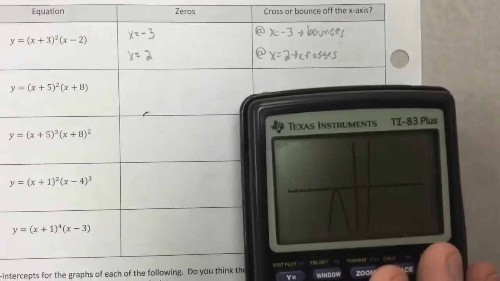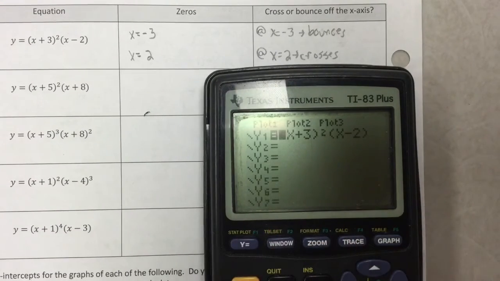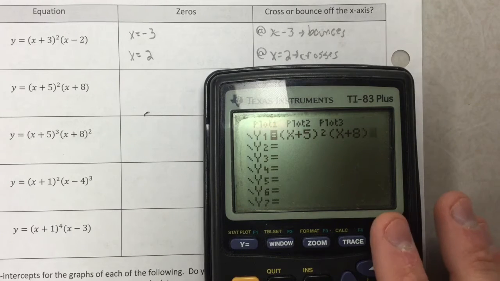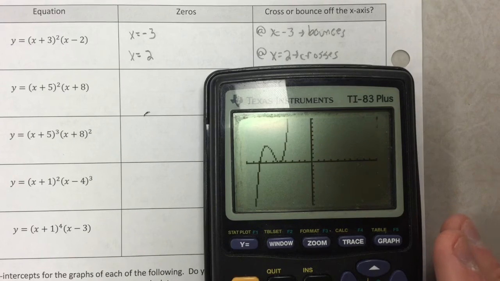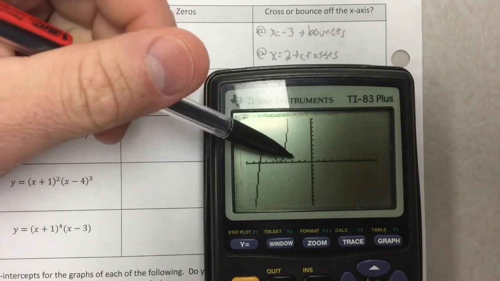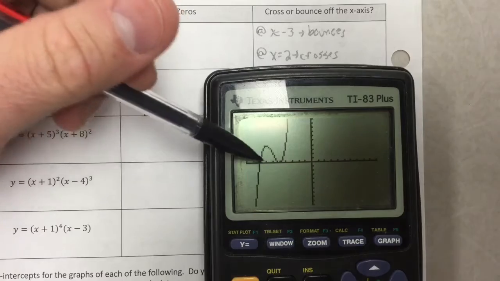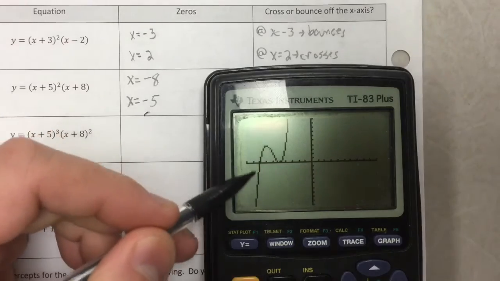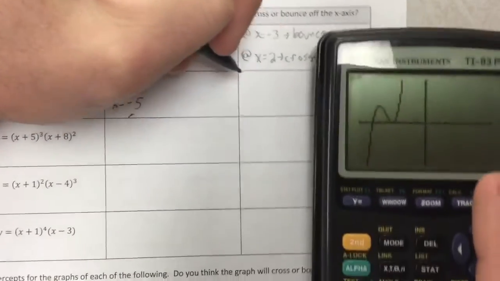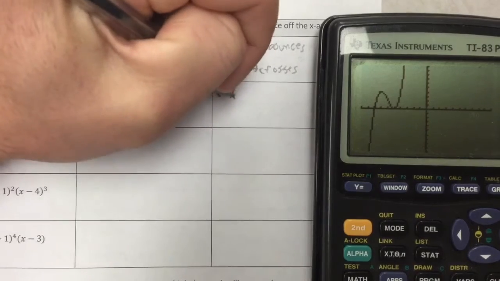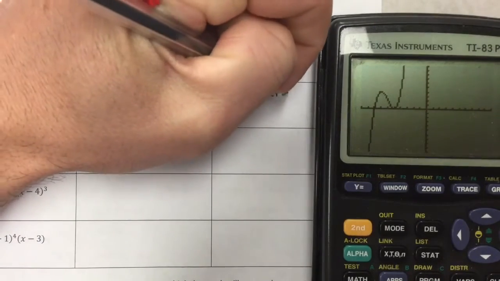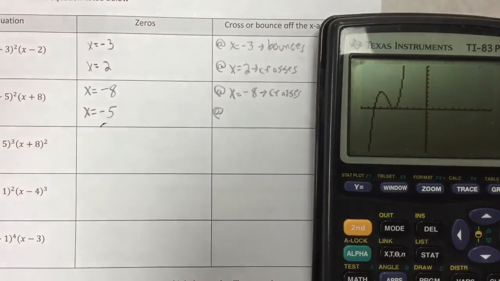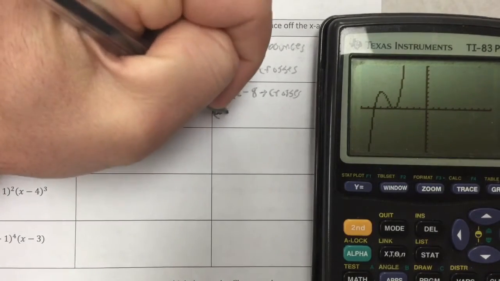All right, let's take a look at the next one. We're trying to find patterns ultimately. Next one, x plus 5 squared, x plus 8. So we're seeing roots at x equals -8 and at x equals -5, and at the -8 it's crossing. And at x equals -5, it's bouncing.